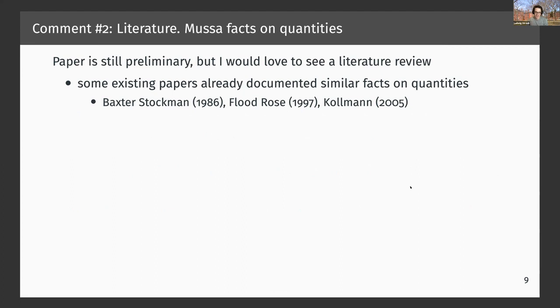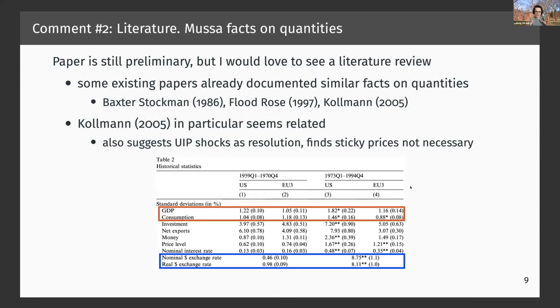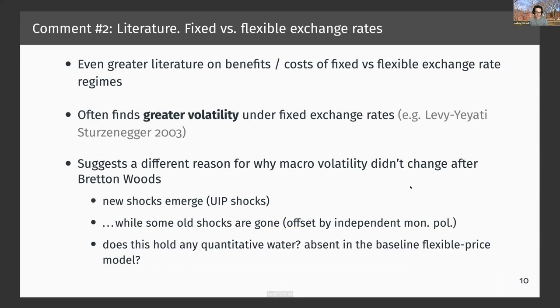Basically, one comment on the literature: I found some of these facts are already present in some earlier papers. So it would be nice, the paper's preliminary, so there's no literature discussion yet, but for the future, it would be nice to exactly position the paper with respect to some of the earlier work that also had looked at the muted quantity response pre-post ending of Bretton Woods. And I'm going to finish on that comment.